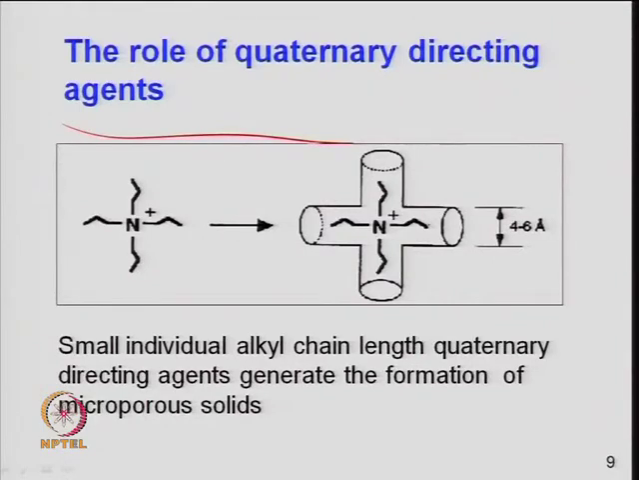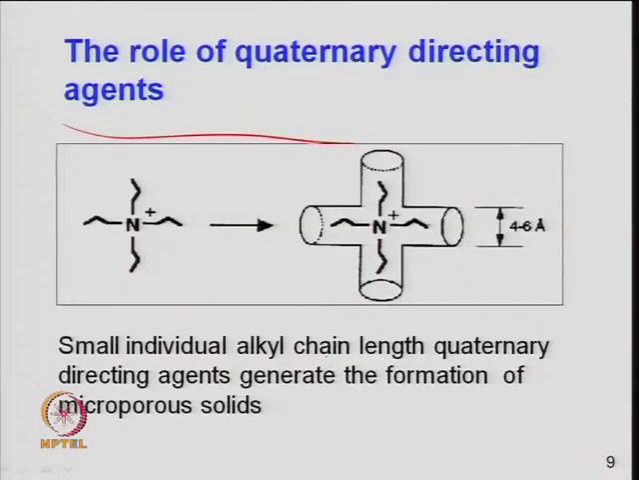So, a quaternary directing agent with a small individual alkyl chain length generates the formation of microporous solids. So, the amount of carbon present in that ring, right, of that organic templating agent, or the quaternary compounds which you take as templating agents, is important. So, what is shown here has gone like this and the structure is built like this, right. So, this generates the formation of the microporous material if the individual alkyl chain length is small.